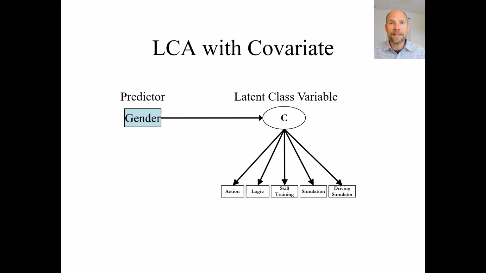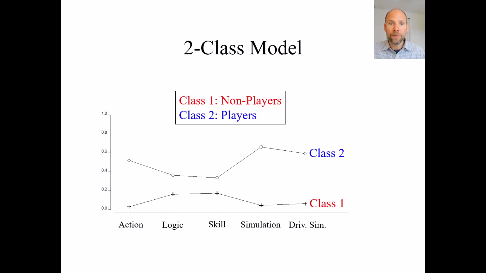Now, first of all, let's take a look at what this 2-class solution here looked like. And so in this example, in the 2-class model, we had class 1, which had a low probability of playing any of the 5 games. You can see class 1 here in this profile plot at the bottom. You can see that there were low probabilities of below 0.2 for any of the games. So this class was interpreted as a non-player class.